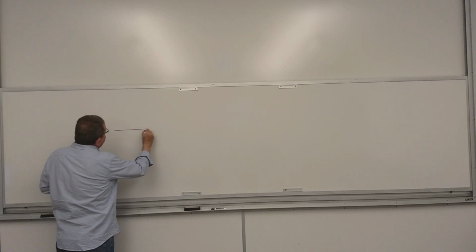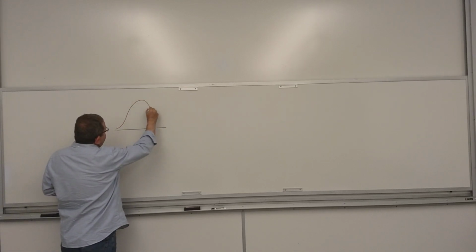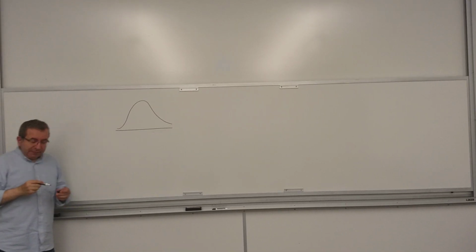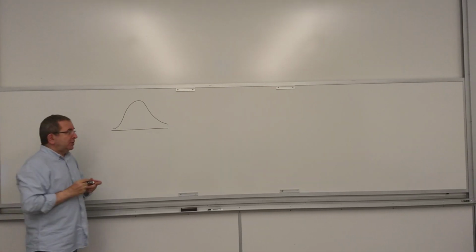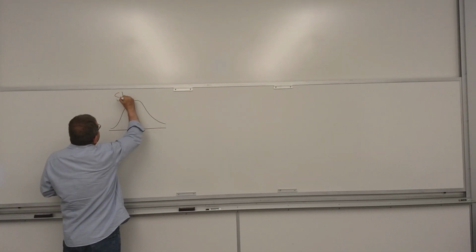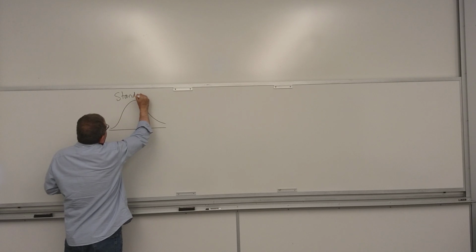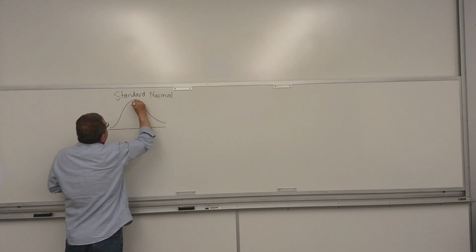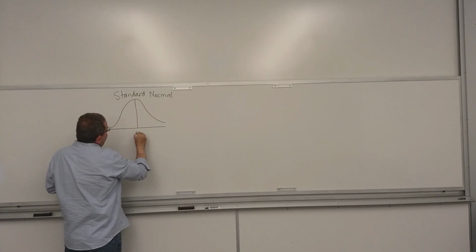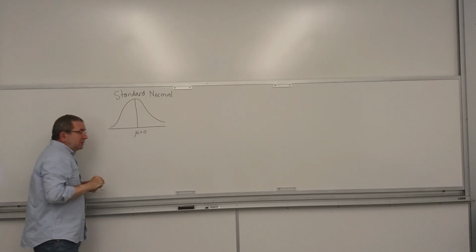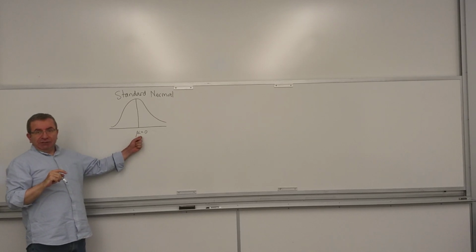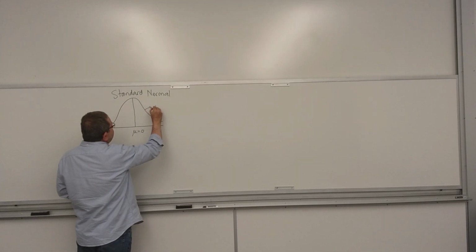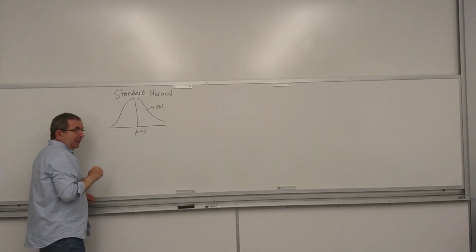So I want to start with a refresher on the normal distribution. There are two types of normal distribution. One is the standard normal distribution. Okay. So what are the properties of the standard normal distribution? The mean of the standard normal is 0, and the standard deviation equals 1.